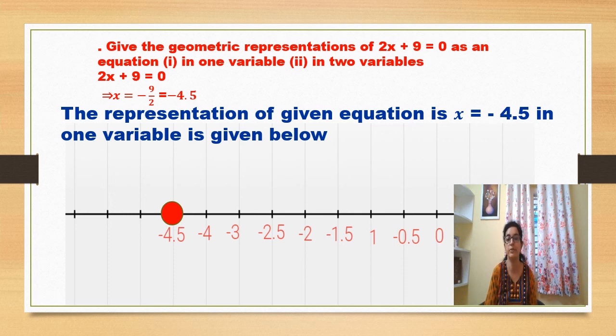Now we are going to give the geometrical representation of 2x plus 9 is equal to 0 as an equation in one variable and in two variables. As I previously told you, the representation of any equation in one variable will be on the number line, and when we want to represent it in two variables, then it should be on the Cartesian plane. So here the first representation is on the number line.